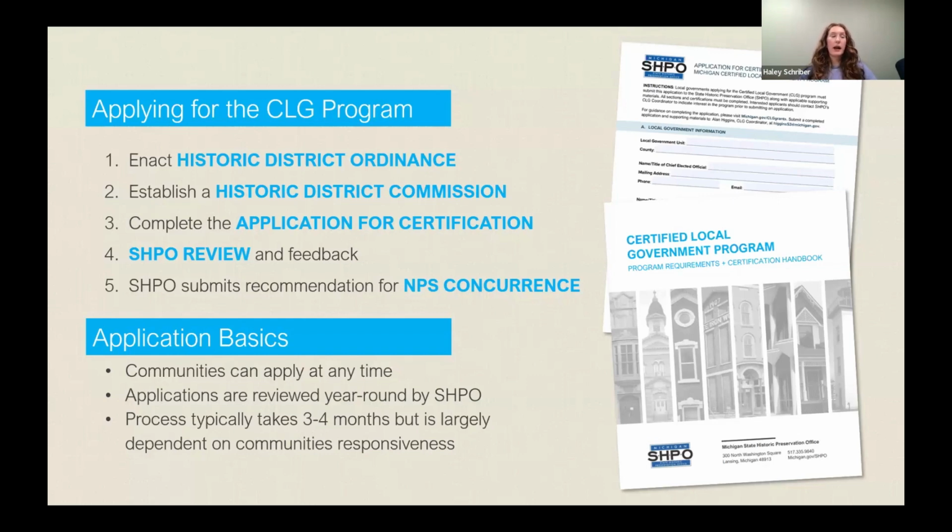Now, you can apply any time of year to be in the program. We review them on a year-round basis, and we typically estimate 3 to 4 months for the entire process. And this can vary depending on how quickly I get documents back or how fast it takes to get that local ordinance in place. But typically it averages 3 to 4 months.